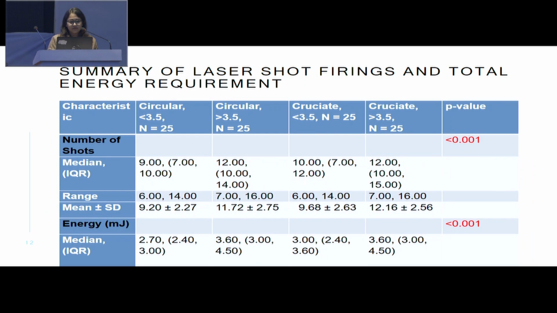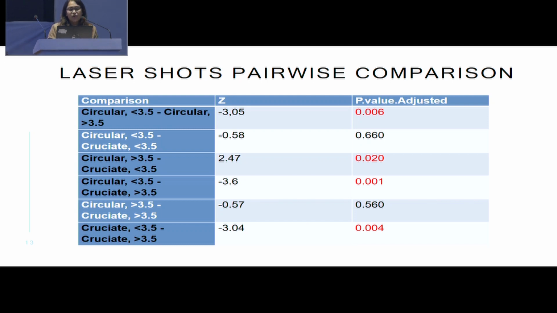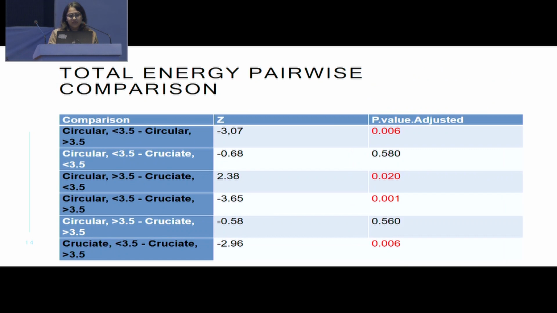However, the number of shots and the energy required were significantly lower in group A, which was circular less than 3.5 mm, when compared to the other groups, which were larger in size. When pairwise comparison was done, the laser shots were found to be significantly fewer in the circular group less than 3.5 mm. Overall, the smaller size capsulotomies required less energy. Similarly, the total energy requirement was also found to be significantly lower in group A.